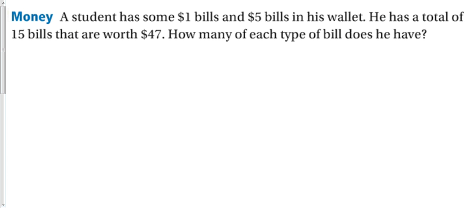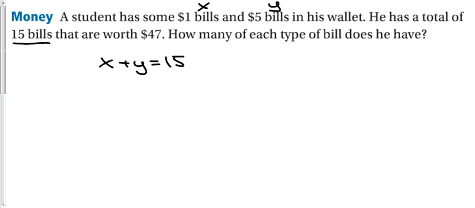Very common to have word problems like this with a system of equations. I'm not going to go through this whole one. I just want to set it up. A student has some $1 bills and $5 bills in his wallet. He has a total of 15 bills that are worth $47. So let's set that up. $1 bills are going to be X. $5 bills are going to be Y. So he has a total of 15 bills in his wallet. So X plus Y is going to be equal to 15.